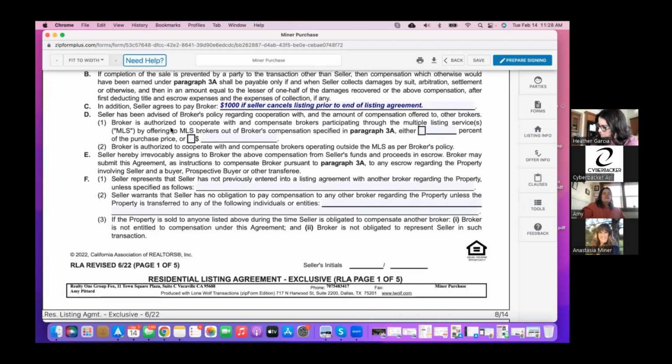All right, seller has been advised of broker's policy regarding cooperation with and the amount of compensation offered to other brokers. Broker is authorized to cooperate and compensate brokers participating through the MLS service by offering MLS brokers out of broker's compensation specified in paragraph 3A, either blank % of the purchase price or blank dollars. So right here, again, we have that choice between % or flat fee. This is where you would fill in what you're going to offer to a buyer's agent who secures a buyer and brings you a buyer for the property. Okay, right there.